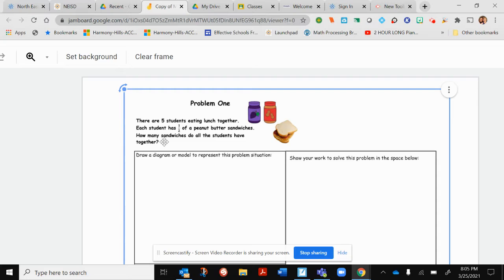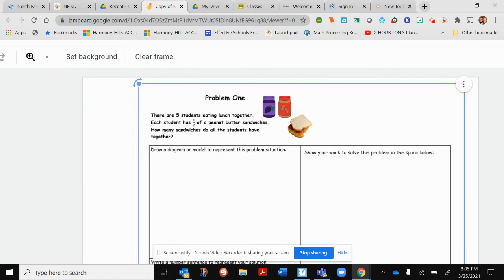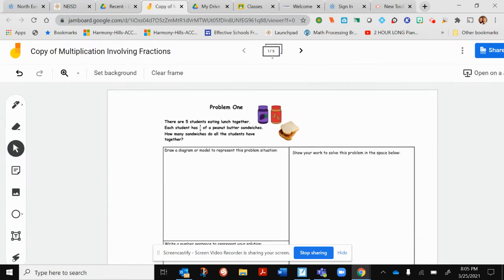Problem number one: there are 5 students eating lunch together. Each student has one half of a peanut butter sandwich, and we're looking to see how many sandwiches all the students have together. So for the first one, we're going to draw a diagram or a model.